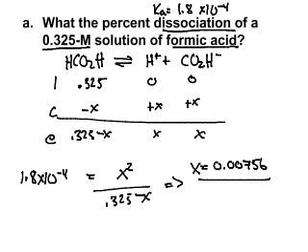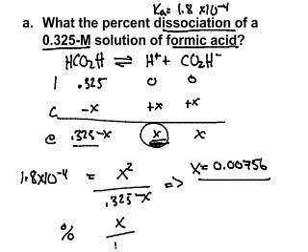Okay, so that is x. Now, what is x? Well, it's the concentration of the hydrogen. So if I wanted to find the pH, I could just take the negative log of x. But it didn't ask for that. It asked for the percentage dissociation, which means what percentage of the 0.325 broke up. But if you think about that, the amount that broke up was x.